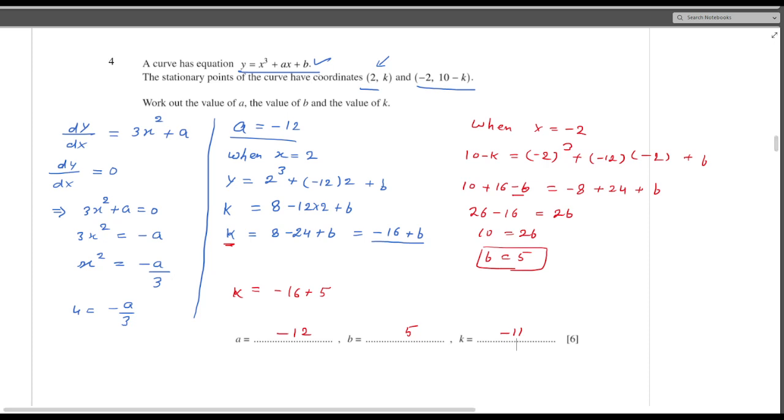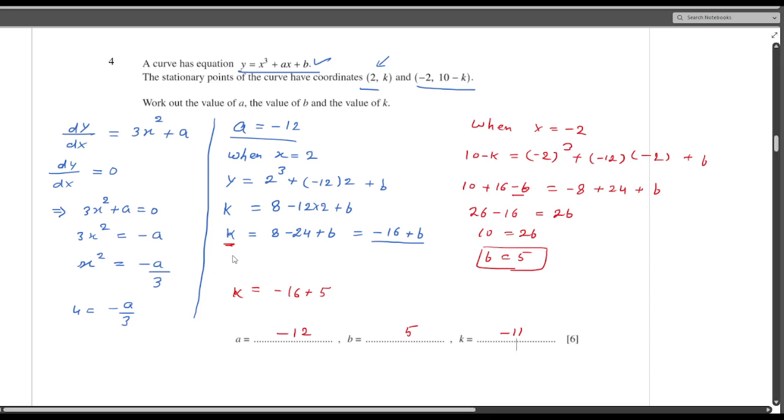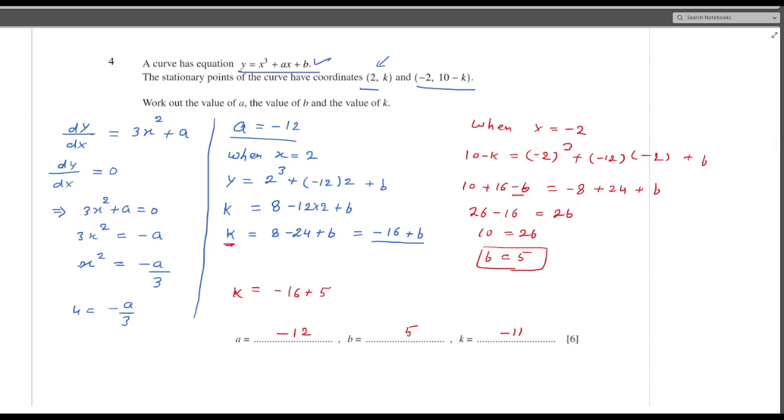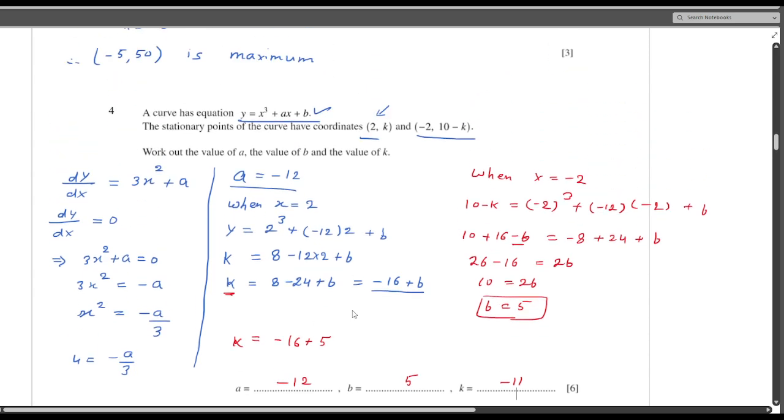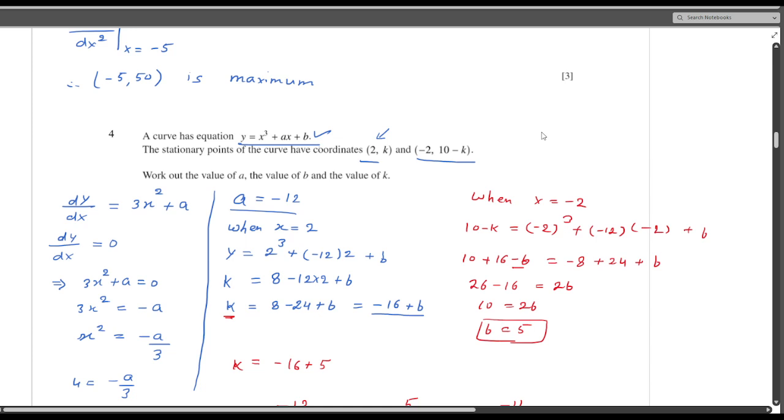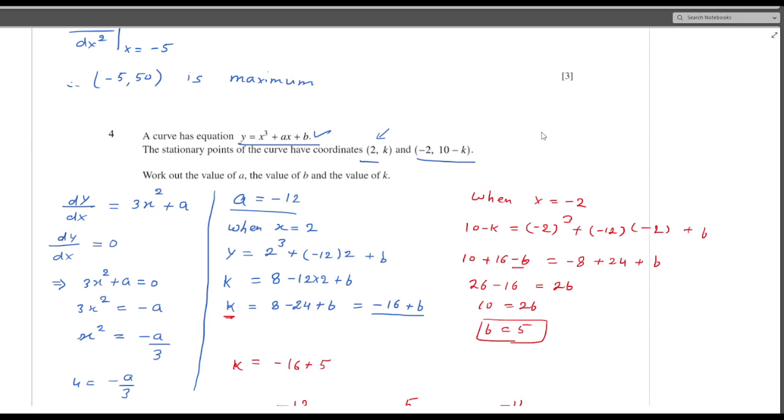Question number 4, again for 6 marks. The value of a we got as minus 12, the value of b is 5, and the value of k is minus 11. Clear? Okay, again, as a stationary point is mentioned, I differentiated my y function and equated it with 0.